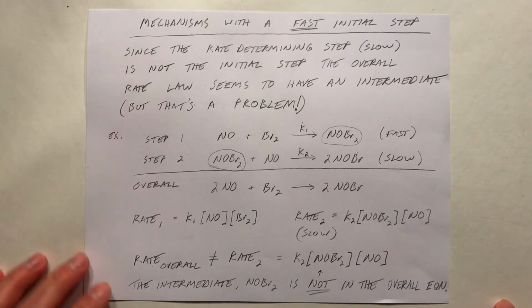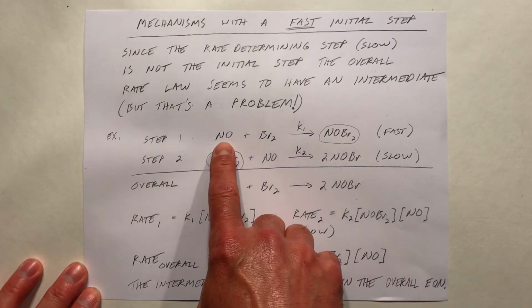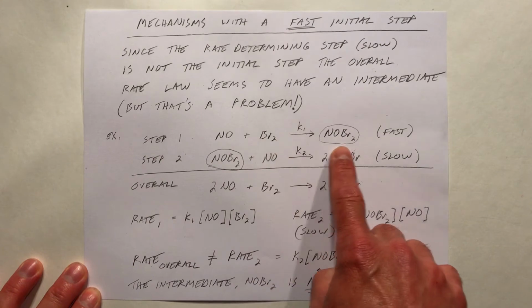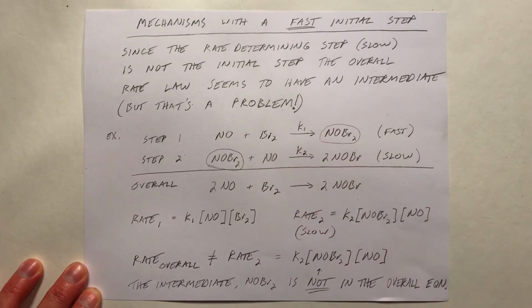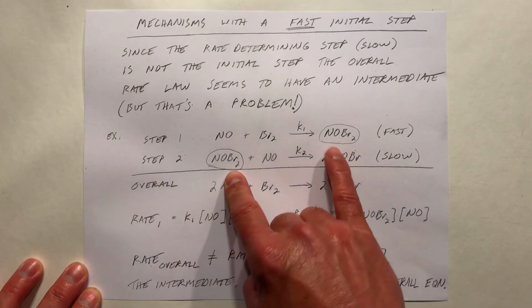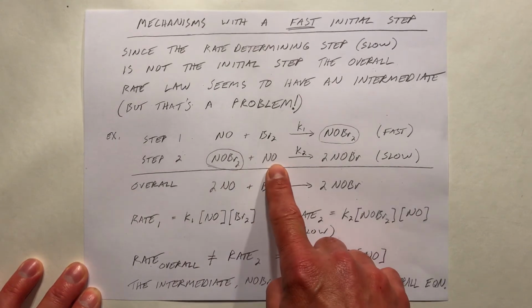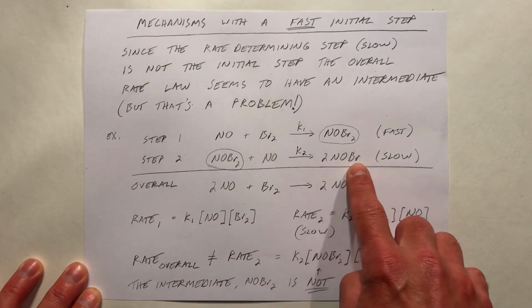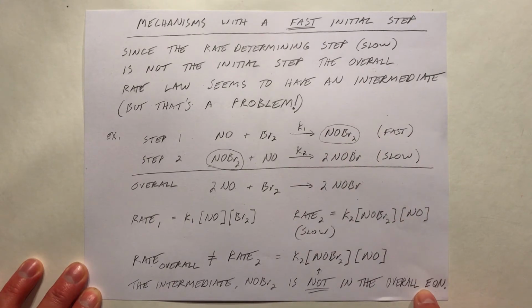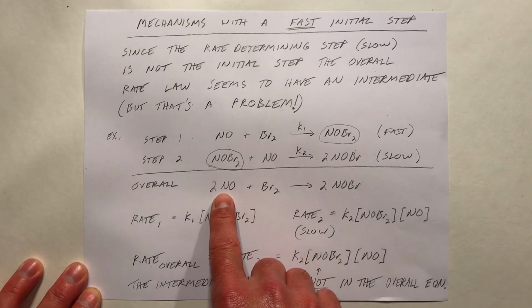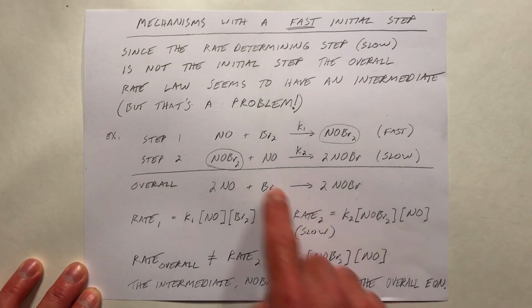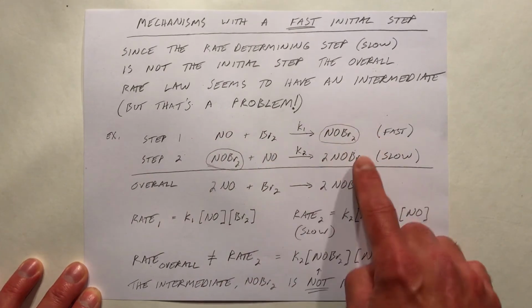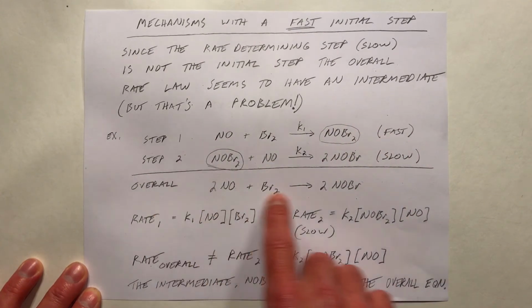Let's say we have this proposed mechanism where we say that NO plus Br2 forms NOBr2 in our first step. That's our fast step. That's our first elementary reaction. And then in our second step, NOBr2, that's our intermediate, combines with NO to form two NOBr. Our overall reaction is that two NO and one Br2 form two NOBr. Remember, if you combine the reactants of the elementary steps and the products of the elementary steps, and simplify that down, you get the overall reaction.